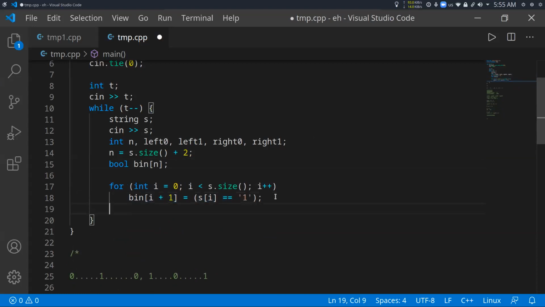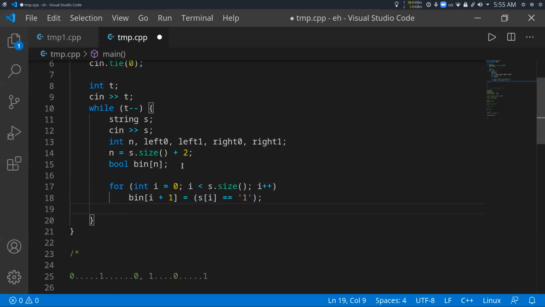For the left part, we can calculate it in the flow, within the loop. But how can we pre-calculate that right part? Yes, now you know how we calculate the left part. So actually, it's easy to calculate the right part before actually entering the loop.